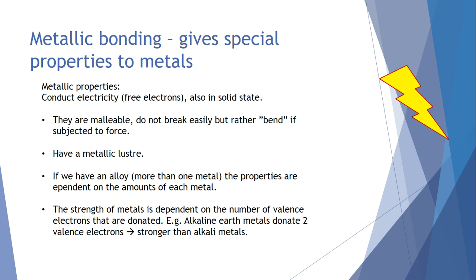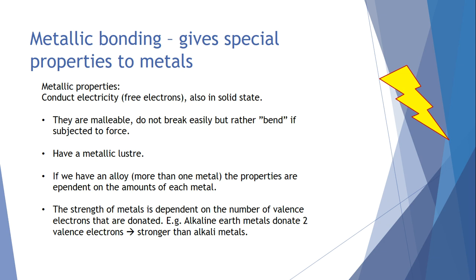Well, let's think about alkaline earth metals and compare them to alkali metals. The alkaline earth metals, remember, they donate 2 valence electrons, and within a metal they're going to donate 2 of their valence electrons to this shared electron cloud. Then we're going to have an interaction with a 2+ charge and way more electrons than we would have if we had alkali metals.